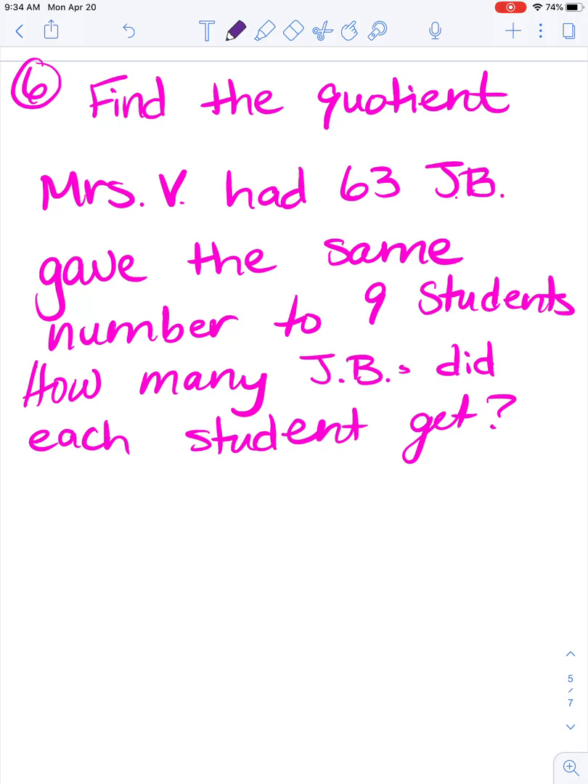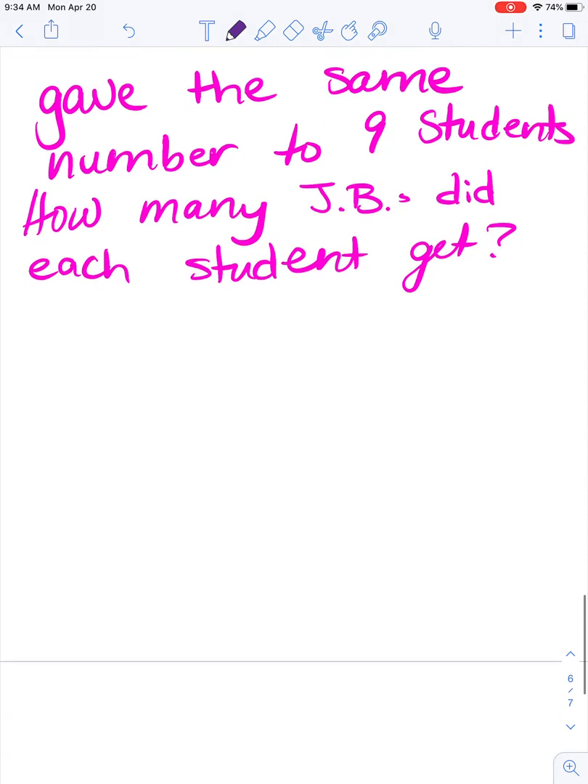Here we're going to find the quotient. They're giving us a clue already with our word problem because we should know that quotient means the answer to a division problem. Mrs. Veelhauer had 63 jelly beans, and she gave the same number to 9 students. How many jelly beans did each student get? Okay, I want you to put 63 in your hand, and I want you to give them to 9 students. What did we do there? We took apart by dividing. So we're going to take 63 divided by 9.